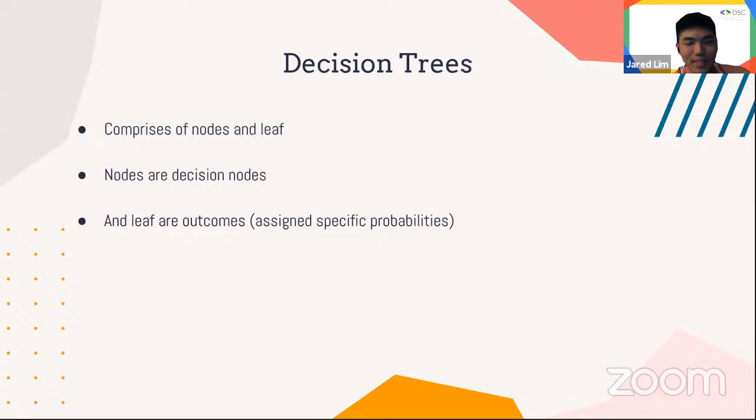So what are decision trees? Decision trees are actually very simple. They comprise nodes and leaves. Nodes are your decision nodes, and a leaf, which is the bottom of the decision tree, is your outcome, which is assigned specific probabilities, which is what the model is trying to come up with.